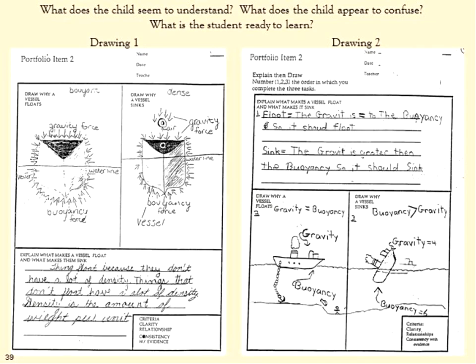So here are 2 examples of a benchmark activity that was used in a curriculum unit on flotation and buoyancy. I've posed 3 questions at the top of the page for you to look at. When you look at these drawings, what does the child seem to understand? What does the child appear to confuse? And what, in your opinion, is the student ready to learn? So go back and forth between the 2 drawings.